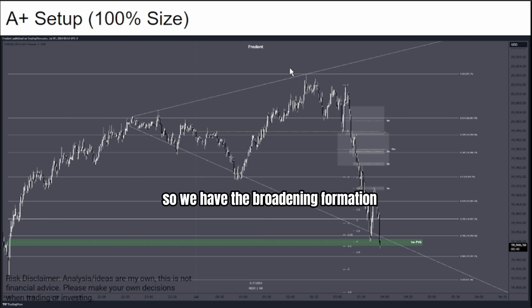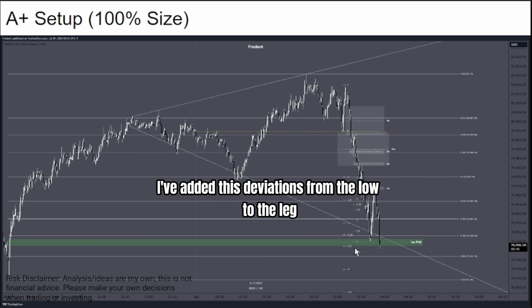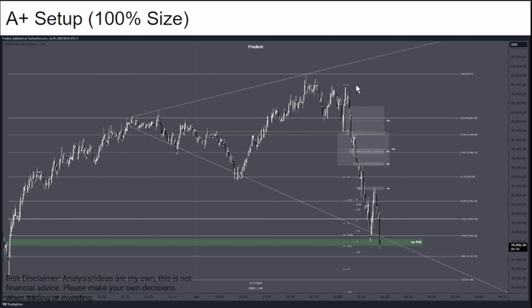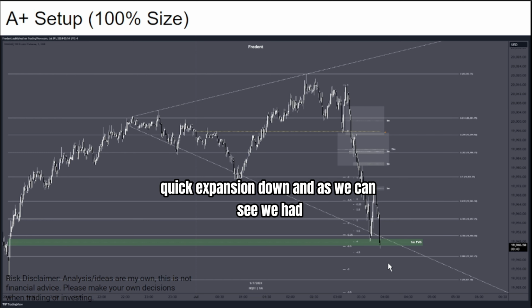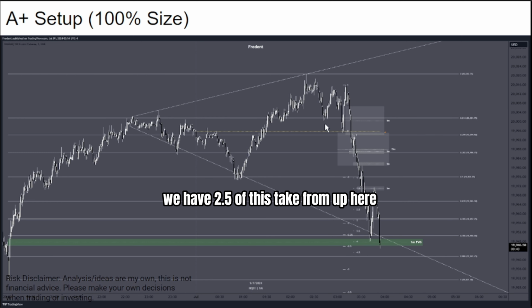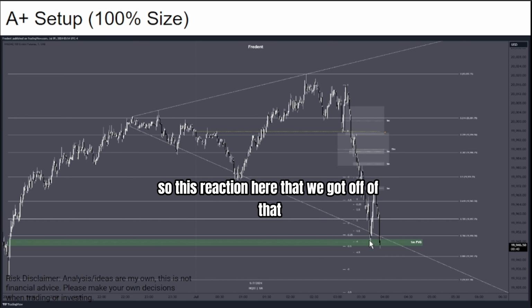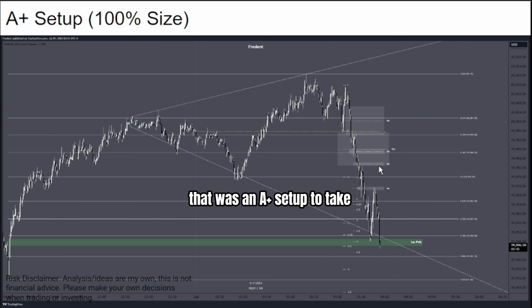So we have the broadening formation. We have a discount level of the range. We have a bullish fair value gap, and we have standard deviation 4 or 2.5. And as we can see, I've added the standard deviations from the low to the leg to the high before we get the quick expansion down. And as we can see, we have 2.5 of this leg from up here, and on the smaller leg here we have standard deviation 4. So this reaction here that we got off of that was an A+ setup to take.